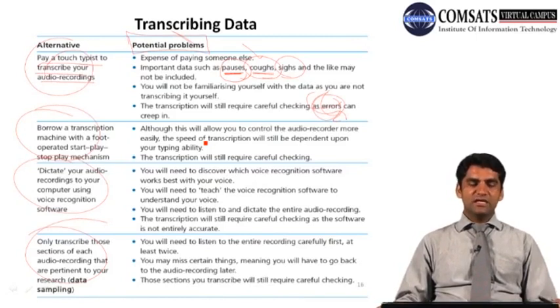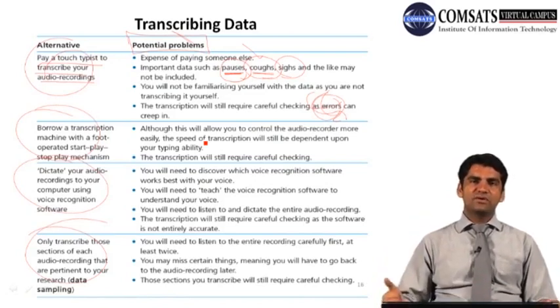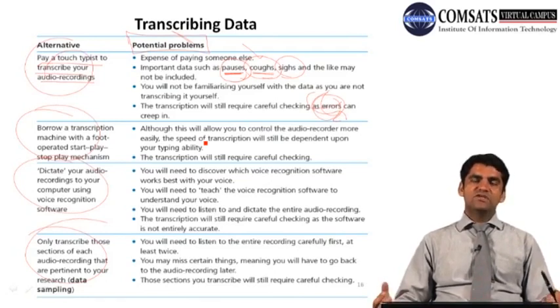So the 3 things that you need when you transcribe each section of those audio recordings that is pertinent or related to your research is that you have to listen to the whole audio interview or the audio recording carefully at least twice. This is one thing. You may miss, and there is a potential of missing important things. You will have to go back to the audio recording later also, and those sections that you transcribe will surely need a careful checking of your mistakes or errors that can be introduced in the transcription of data.